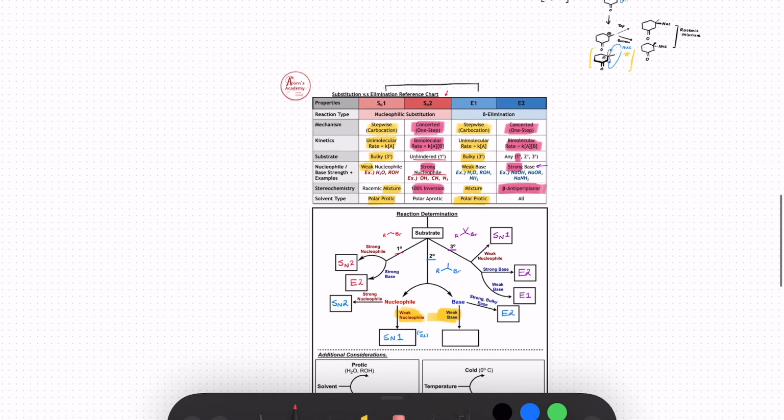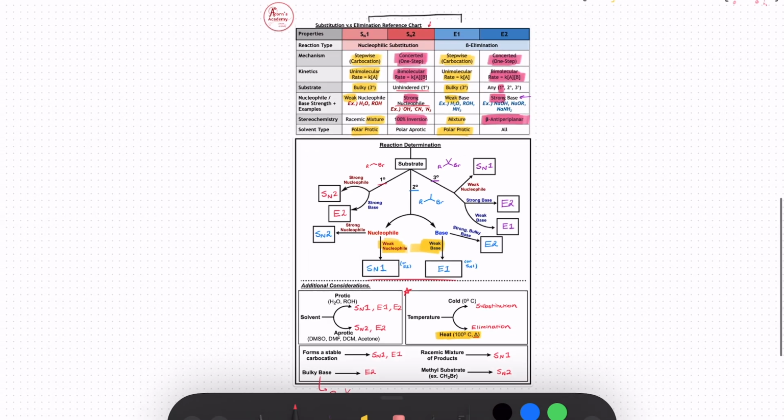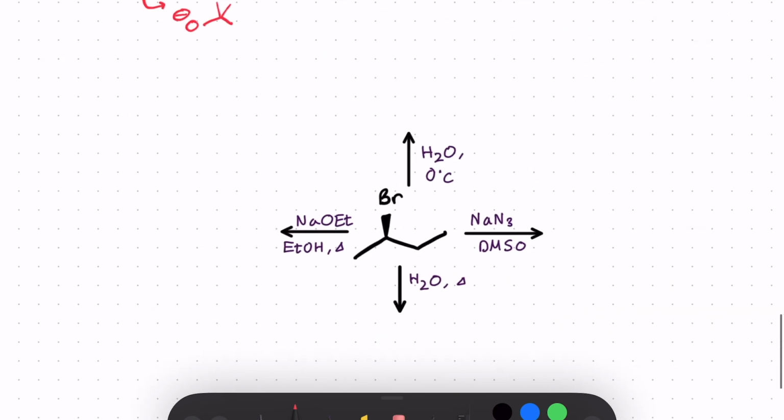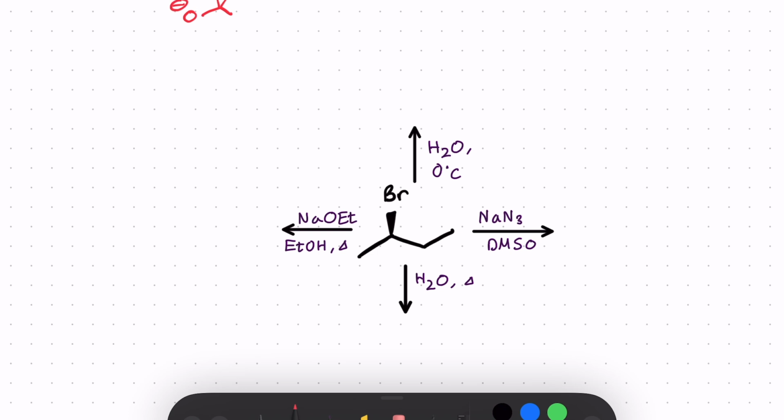All right, so keeping this flowchart and all this knowledge in mind, I have this example alkyl halide, a secondary halide, and I want y'all to take a couple minutes, work through this, pause the video, and then we'll come back and analyze this.